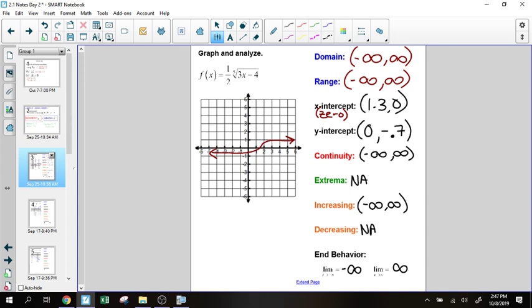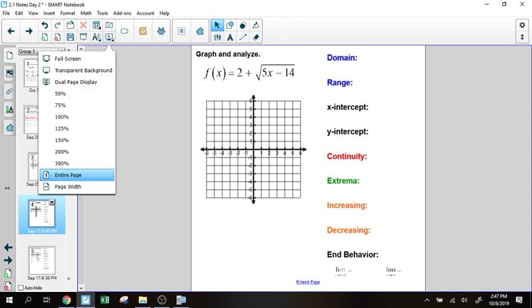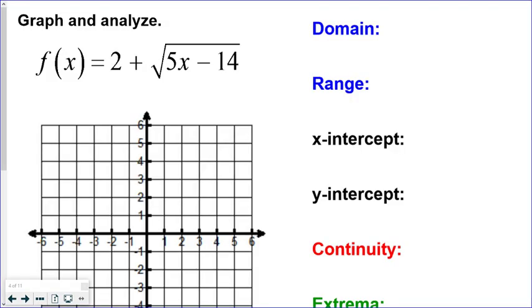One of the things I expect that we know by the end of this is how to use our calculator. We all know where that 5th root is now, how to find our zeros and our y-intercepts, right? All right, the next two, definitely take some notes on how we find the domain and range. These are a little bit different on this one. The calculator part, not as challenging. It's the algebra behind our domain and range. So 2 plus the square root of 5x minus 14 is our function. Let's go graph that.